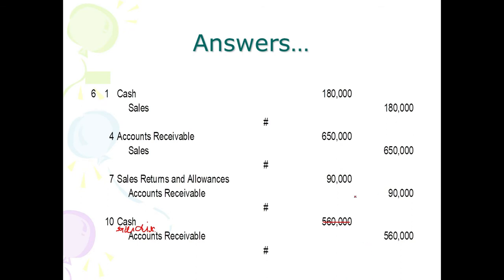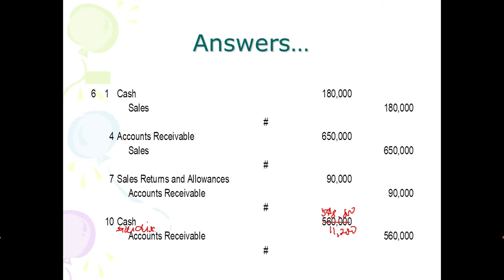So again, 560,000 at 2%. We have a sales discount of 11,200. And that means that the cash we have collected is 548,800. All right, so that is our entry. So I hope that you got the entries correctly.